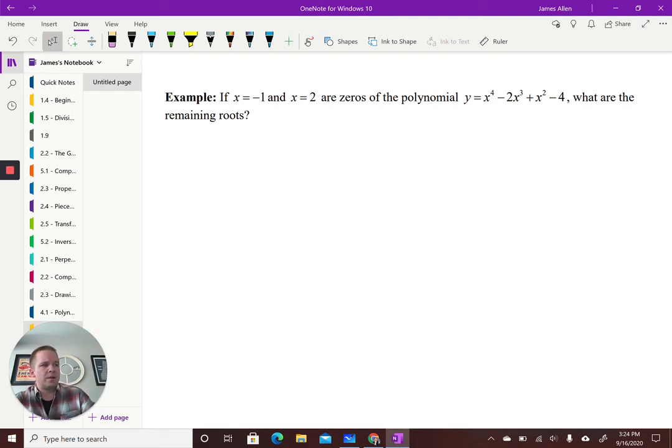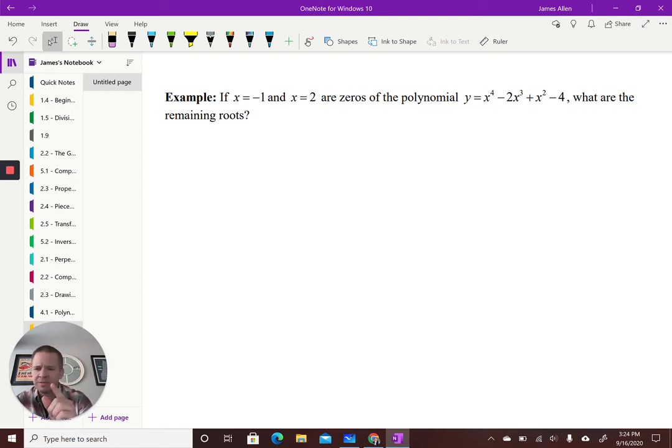This is our last example here. Yes, I believe it is the last one, and it's a lovely one. It says if x equals negative 1 and x equals 2 are zeros of the polynomial f of x equals x to the 4th minus 2x cubed plus x squared minus 4, what are the remaining roots?